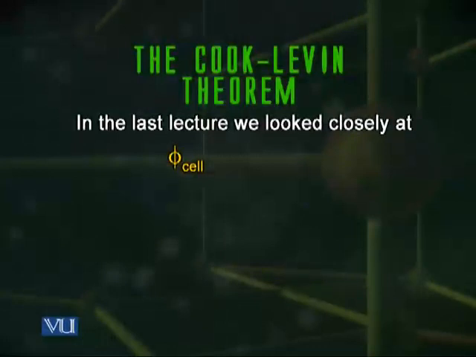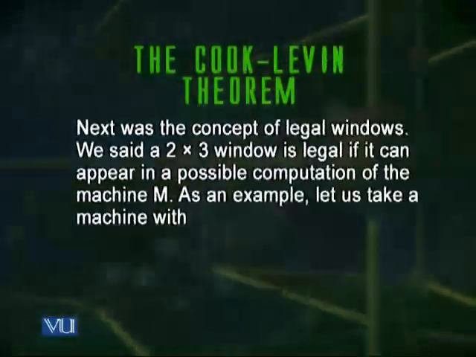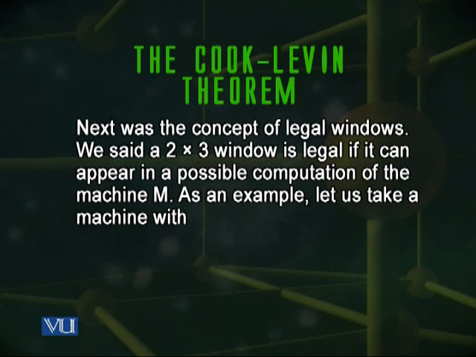In the last lecture, we looked very closely at phi sub cell, phi sub start, and phi sub accept. In this lecture, we want to concentrate on the formula phi sub move. So remember, phi sub move will express the fact that every row follows from the other row through the transition function or through the yields relation of this non-deterministic Turing machine. Next, we started with the concept of legal windows. We said a 2x3 window is legal if it can appear in a possible computation of the Turing machine M.